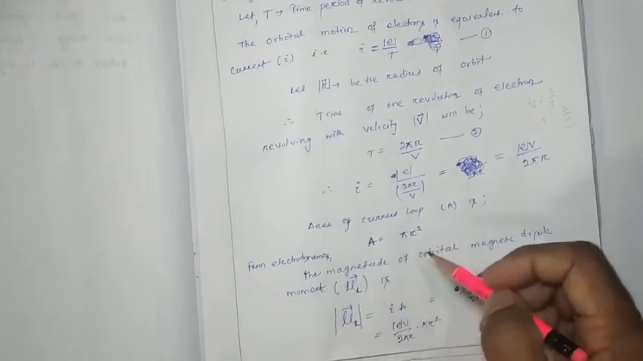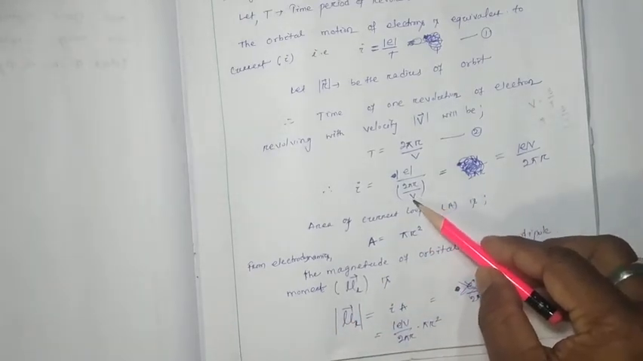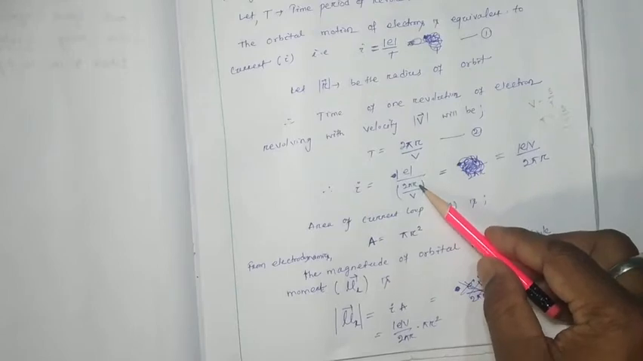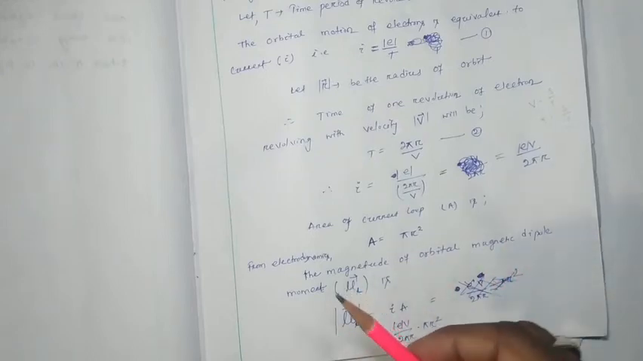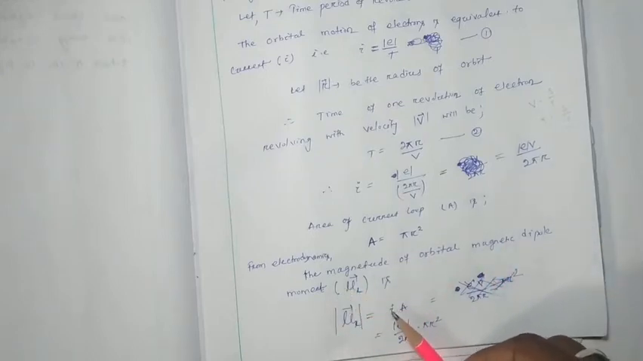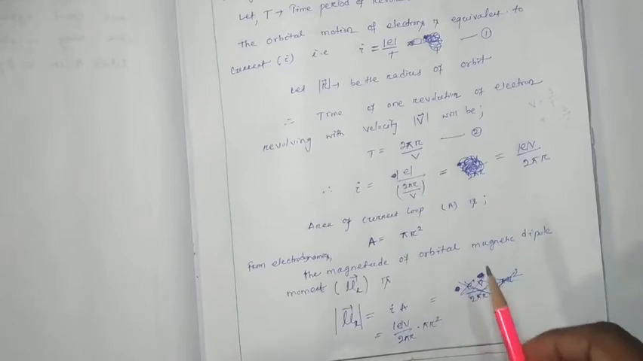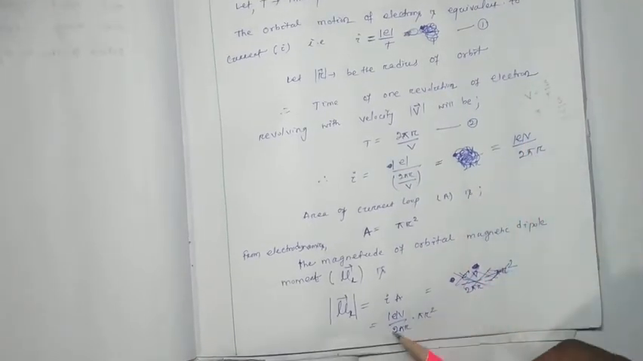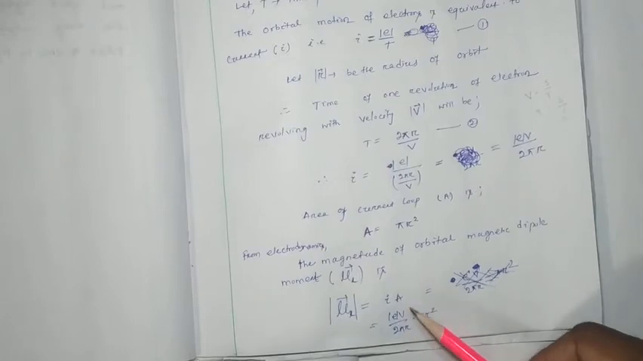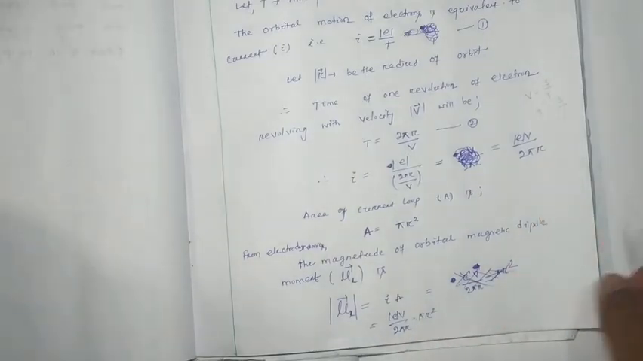We are considering all the magnitude parts. See here, velocity is magnitude we considered, radius also only magnitude we have considered. So the magnitude of orbital magnetic dipole moment is nothing but I into A. I we found as eV by 2 pi r. eV by 2 pi r into A, which is pi r square.